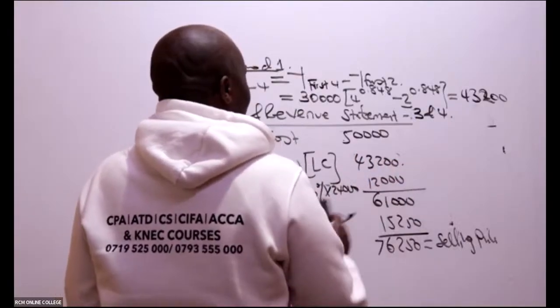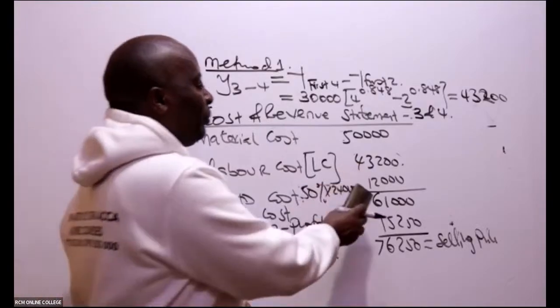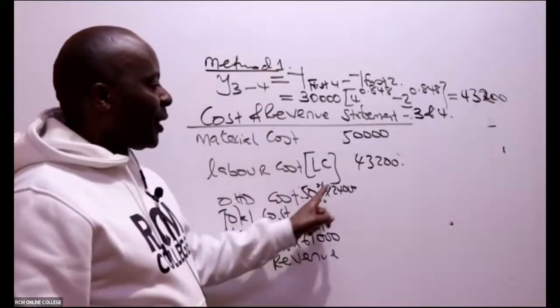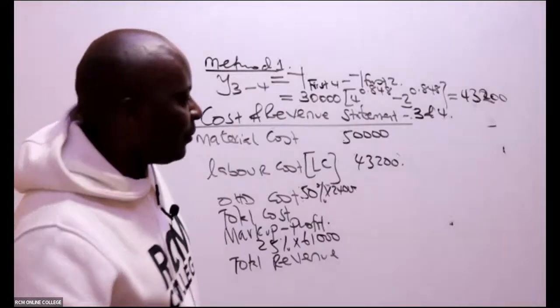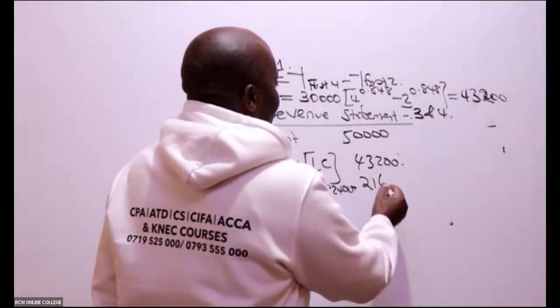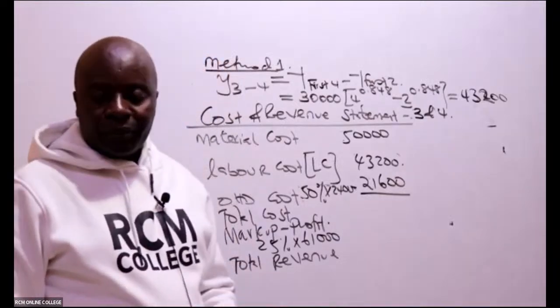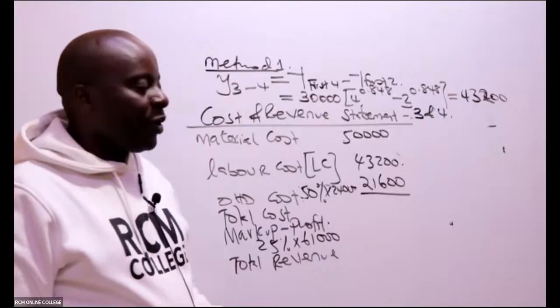All right. Overhead cost is 50% of the labor. Overhead cost, it will be 50% of the labor. 21,600. Give us the total cost. 114,800.